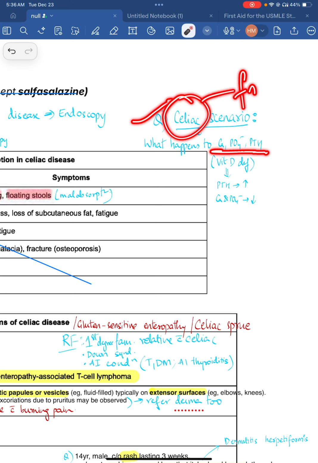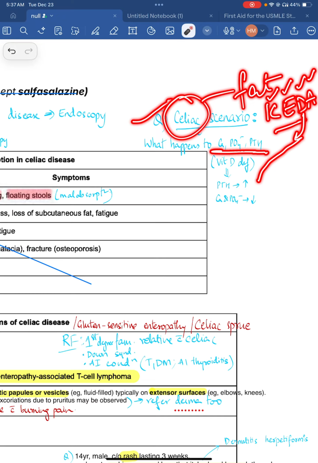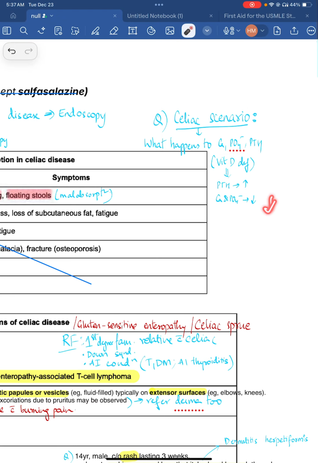Celiac disease causes fat malabsorption. That means your fat soluble vitamins are lost. That is KEDA. Vitamin K, E, D, and A. Vitamin D deficiency leads to what? Parathormone increase and calcium and phosphorus decrease.